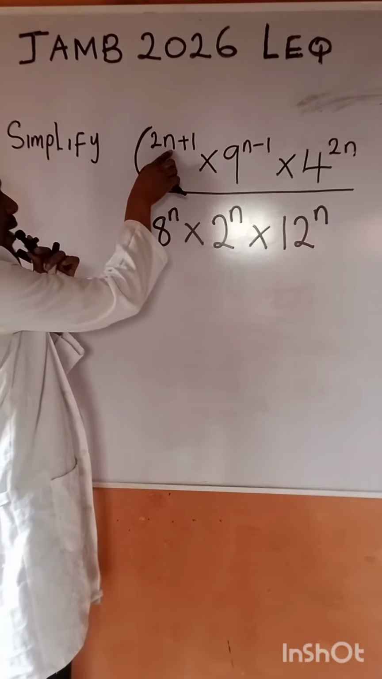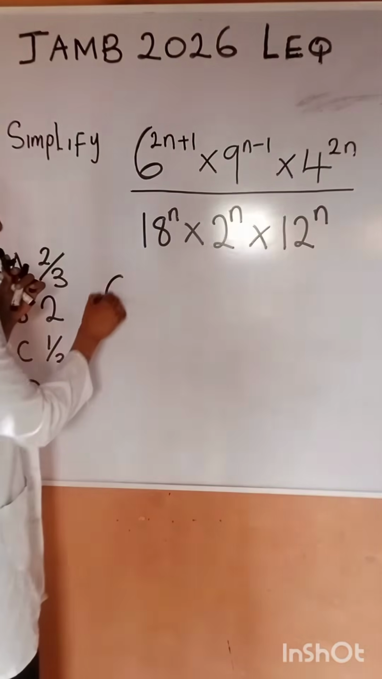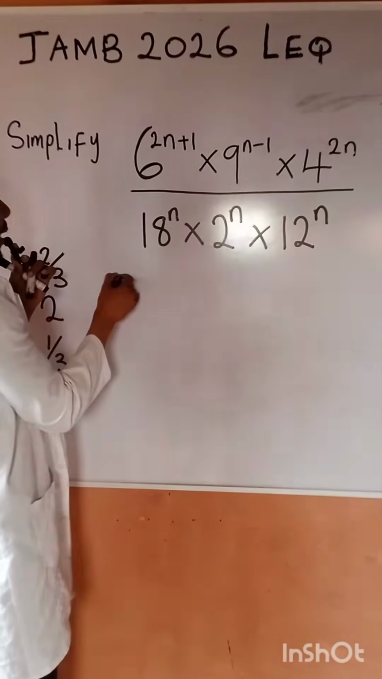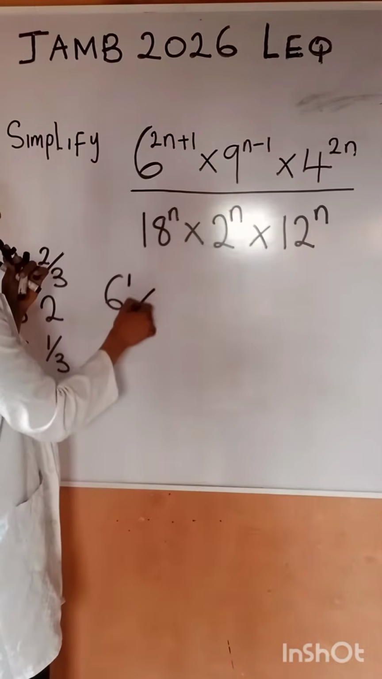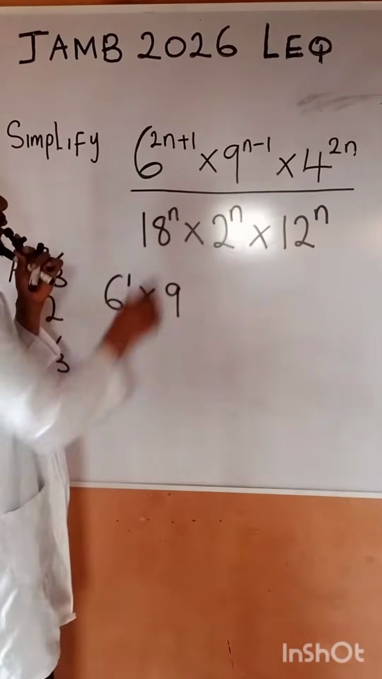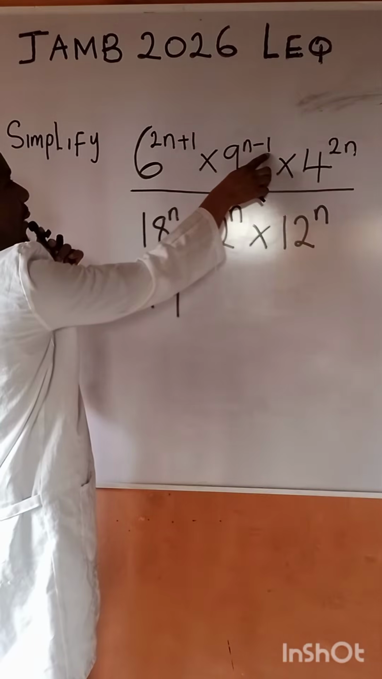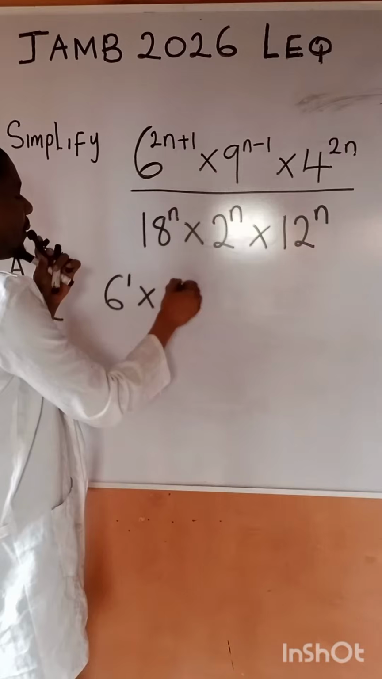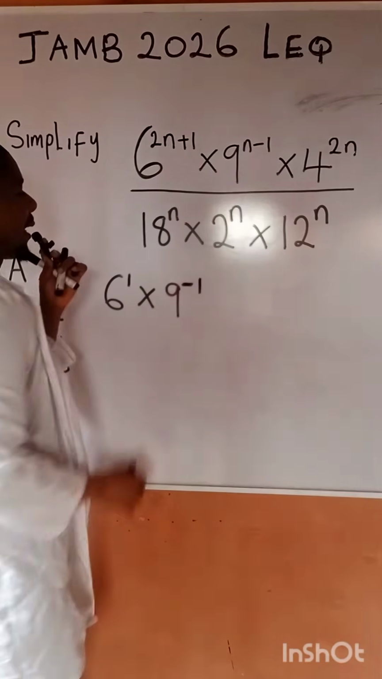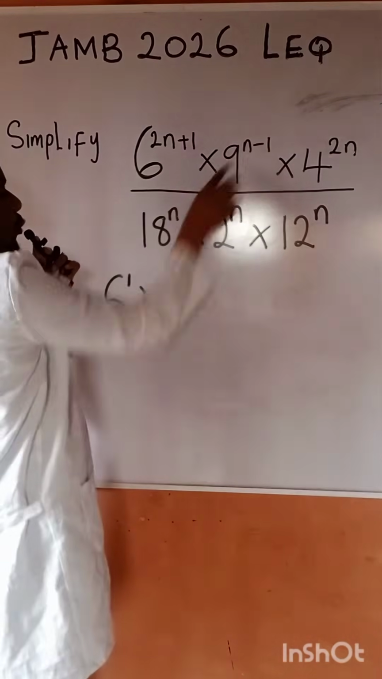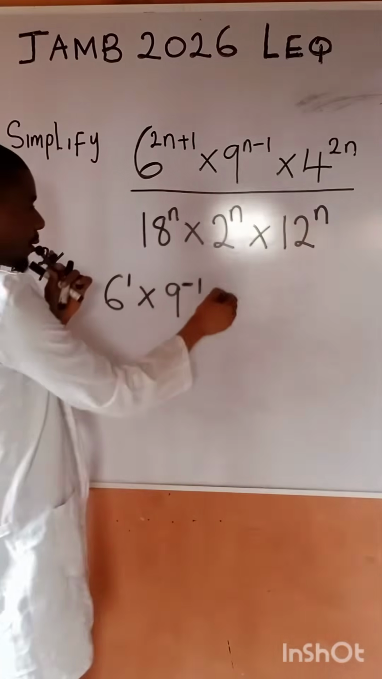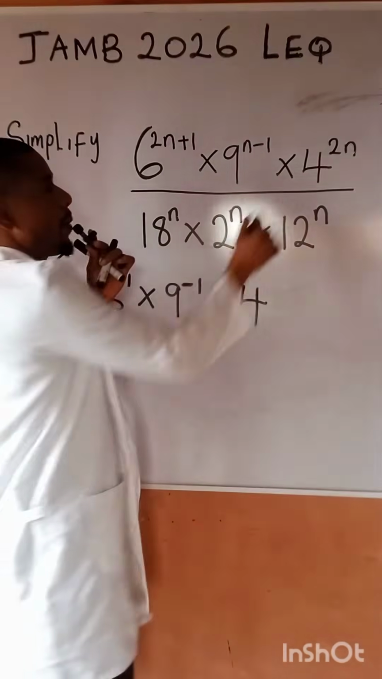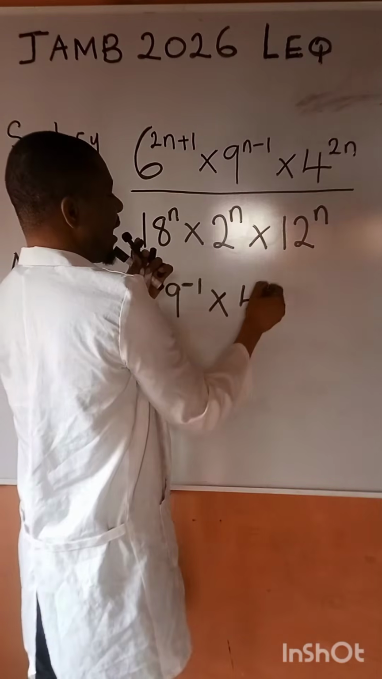If I substitute my n to be 0 here, this is 2 multiplied by 0, which is going to give me 0. So everything I'll have there will be 6 raised to the power of 0 plus 1, multiplied by 9 raised to the power of 0 minus 1. 0 minus 1 will give us minus 1. Multiplied by 4 raised to the power of 2 times 0, which will give me 0.